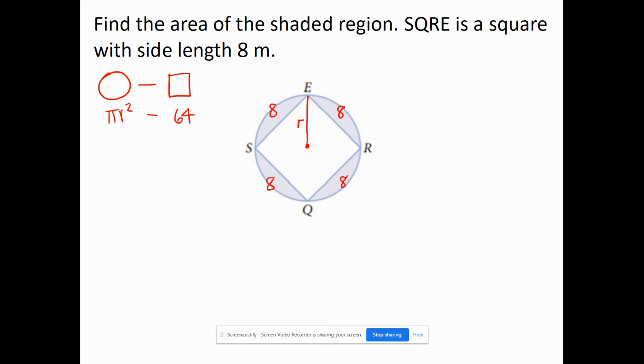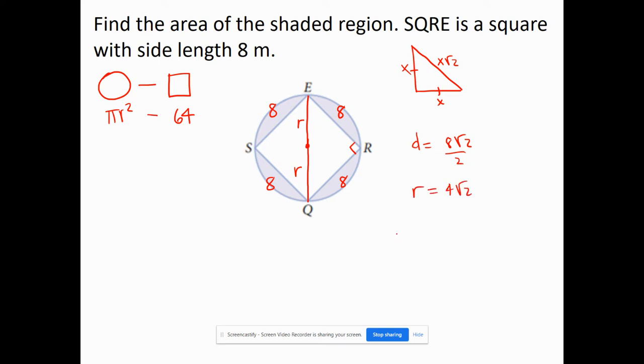But now what's going to help is to draw in this entire diagonal, which we can call the diameter of the circle. And then we get this isosceles right triangle. If you remember a shortcut, if we have an isosceles right triangle, where the legs are the same, x, then the hypotenuse is always x root 2. So that means the diameter, let's call it d, is 8 root 2. Then we just cut this in half and get 4 root 2 for the radius.